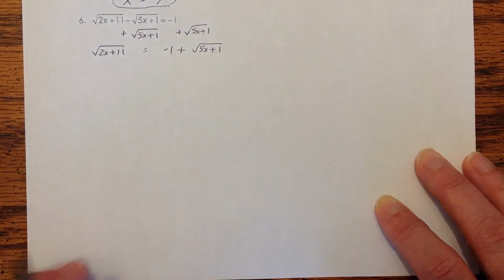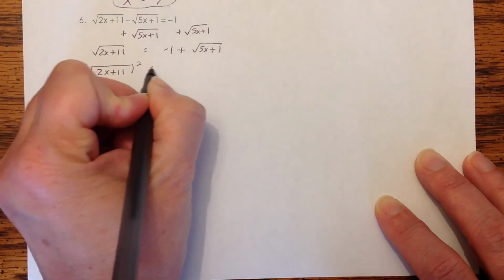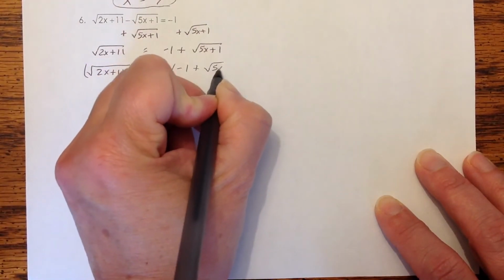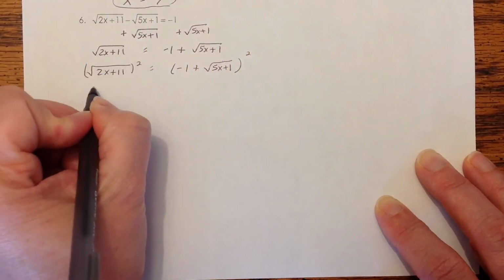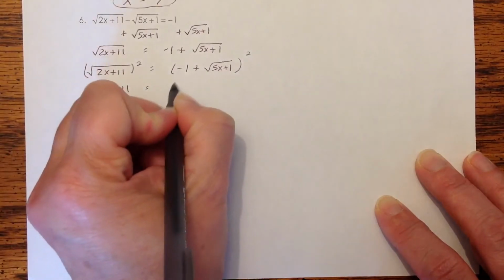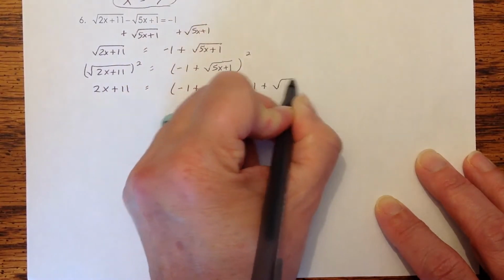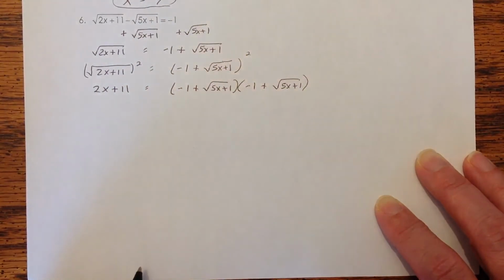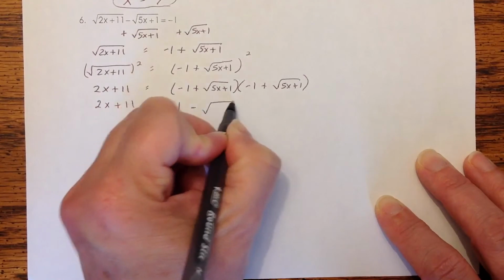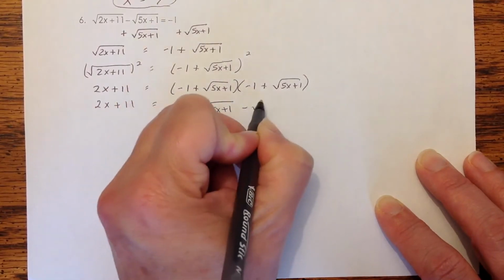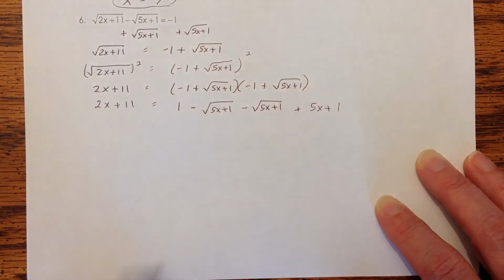Now what I need to do is I need to square both sides. Because after isolation, we want to work on clearing out our radicals. So this is squaring a square root, so you get 2x plus 11. This I need to write twice to FOIL. So I get 2x plus 11 equals 1 minus the square root of 5x plus 1 minus the square root of 5x plus 1 plus 5x plus 1.